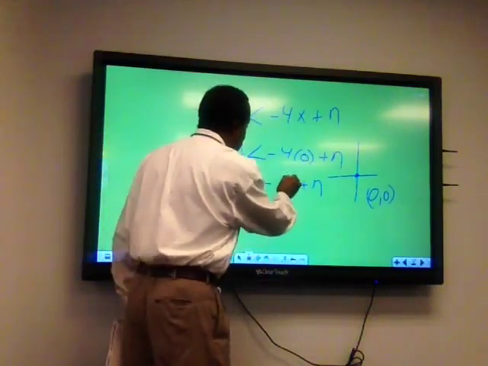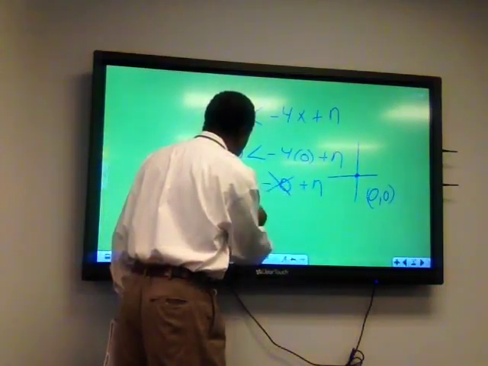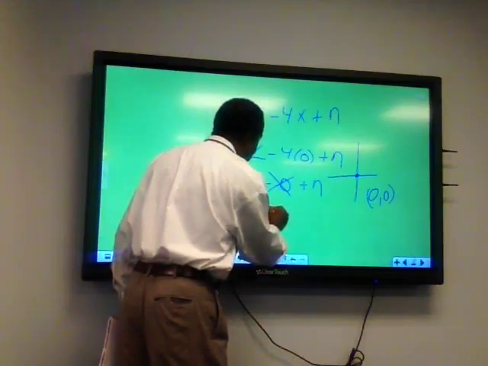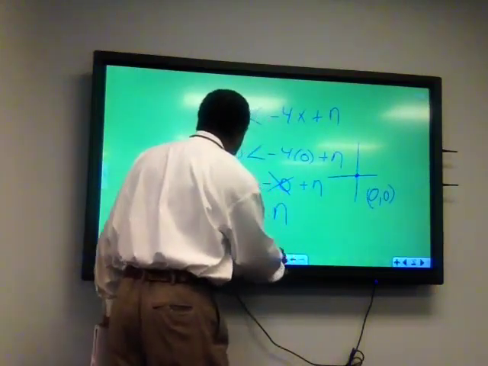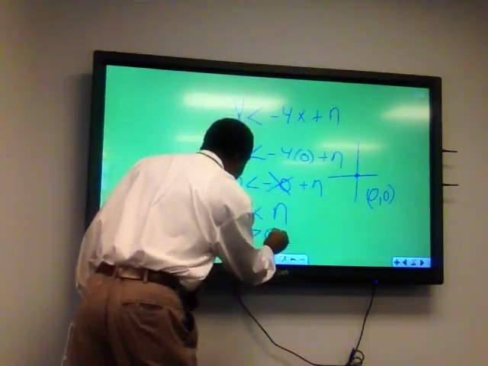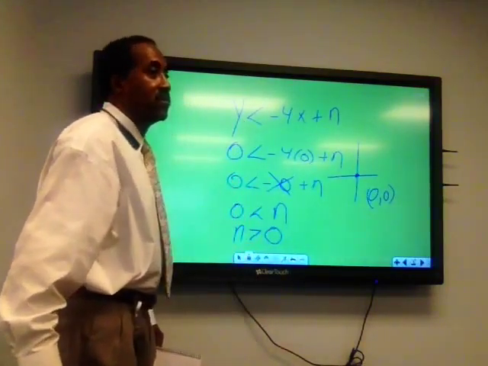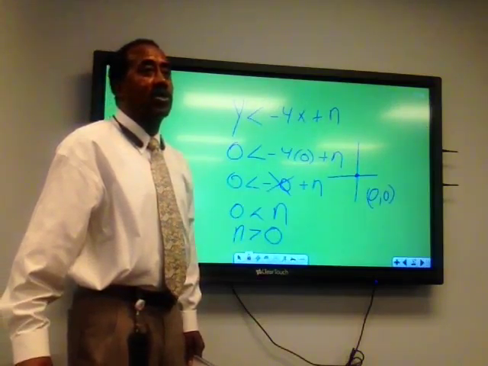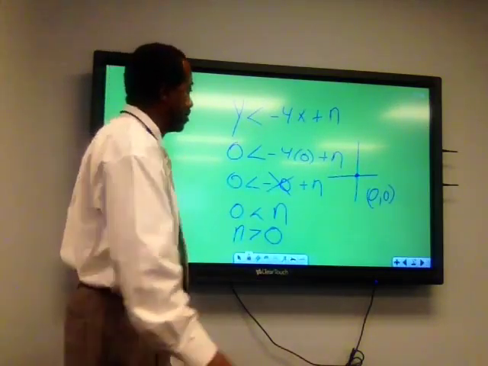Yeah. So then let's just get rid of it, and we can say 0 is less than n, or we could change it around and say n is greater than 0. What's the answer choice? C. C.